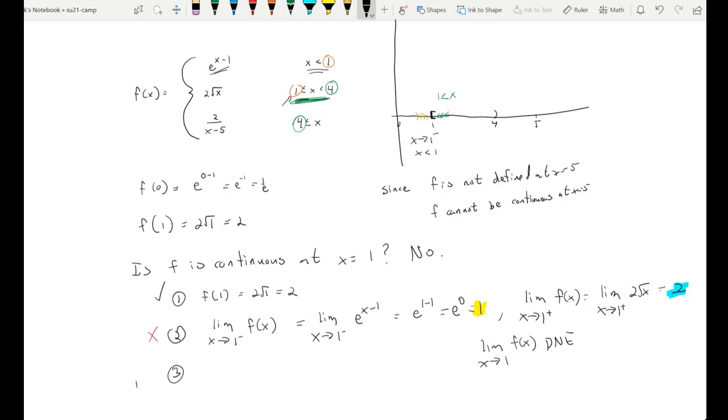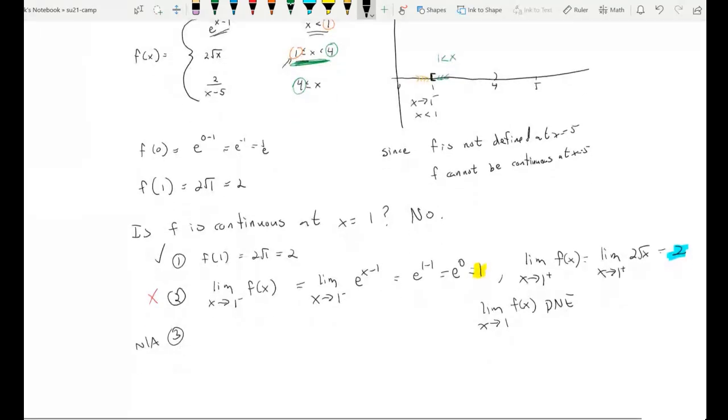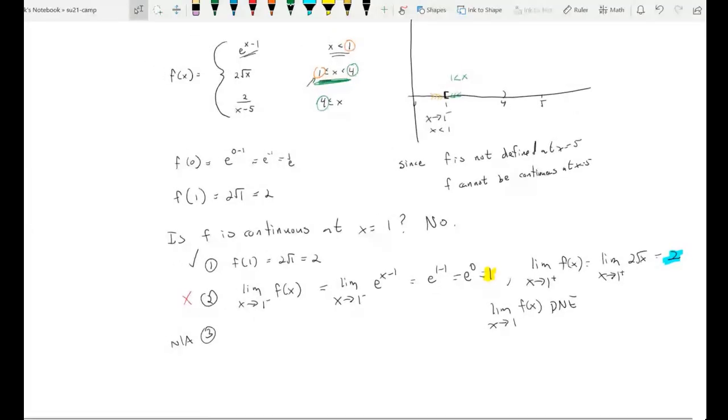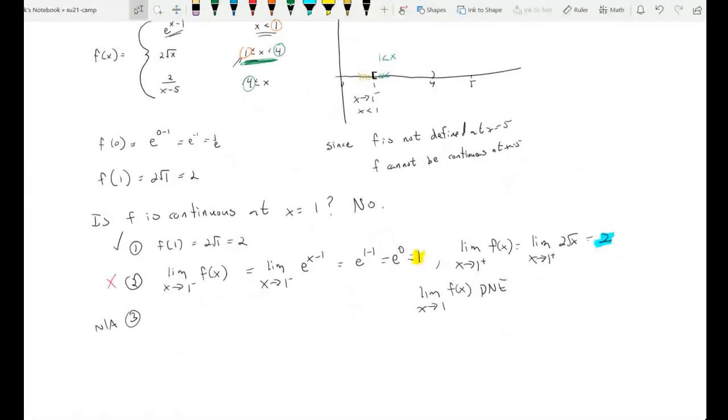And now the third condition is really not applicable, right? Because if the limit doesn't exist, you can't compare the limit of the function to what the function is at 1. Okay. All right. So the next critical point where we possibly have a discontinuity is x equals 4. So is f continuous at x equals 4?